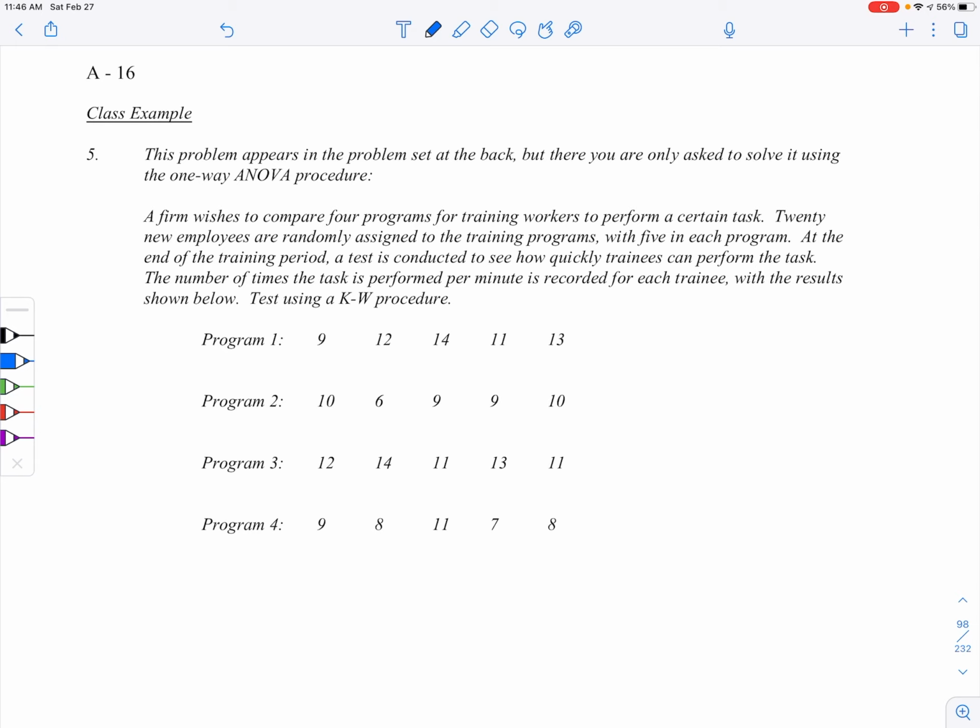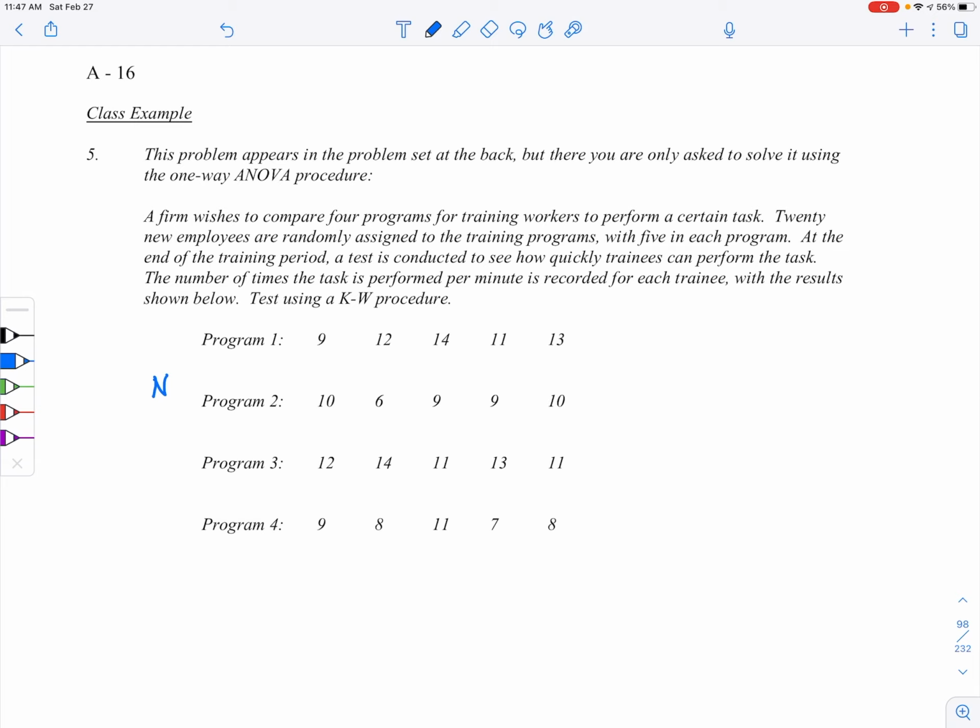All right, so it says number 5 here on page A16. This problem does appear in the problems at the back, but there you're only asked to solve it as a one-way ANOVA problem, so you can certainly take a look at that. A firm wishes to compare 4 programs, so the programs, of course, are nominal, right? Program 1, 2, 3, and 4, for training workers to perform a certain task. 20 new employees are randomly assigned to the training programs, 5 in each program. At the end of the training period, a test is conducted to see how quickly trainees can perform the task. So we're talking about the number of times the task is performed per minute is recorded.